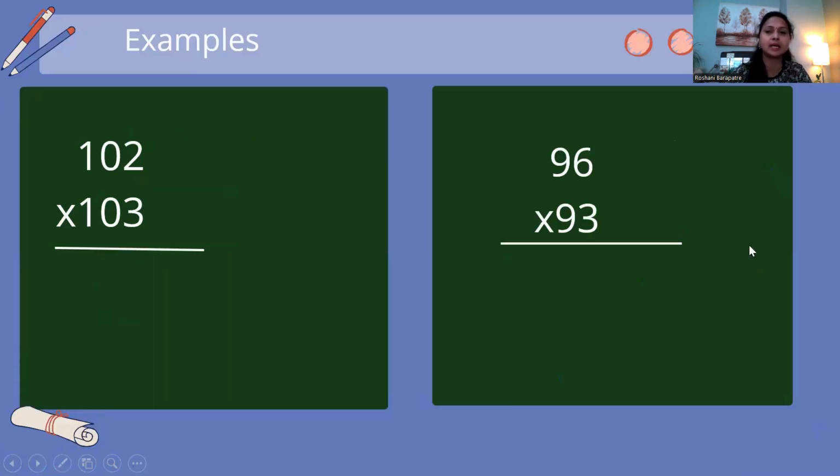Now, these are the examples. You try to solve them: find the base, follow the steps and get the answer. You can write the answer in the comment box which is given below.